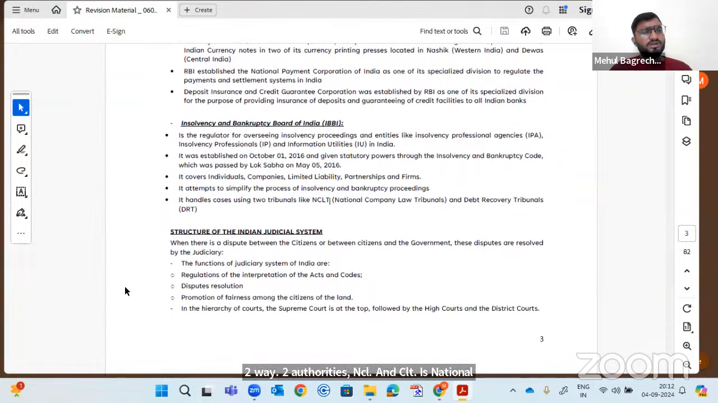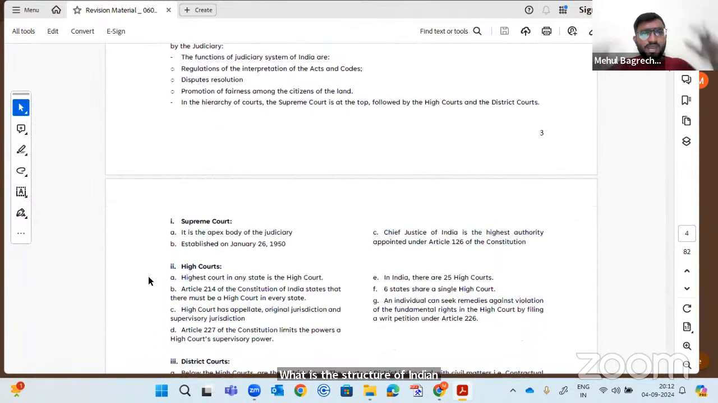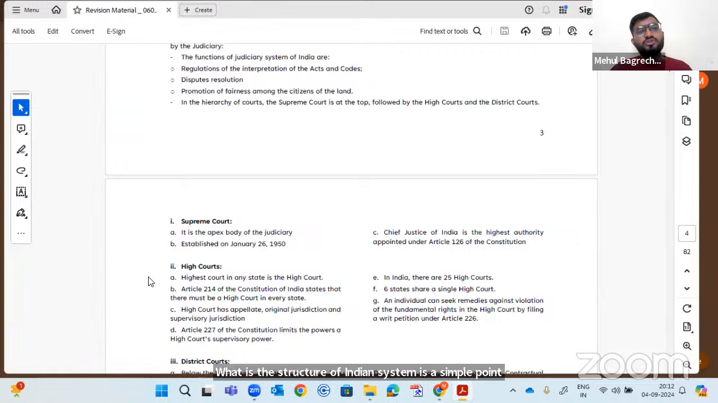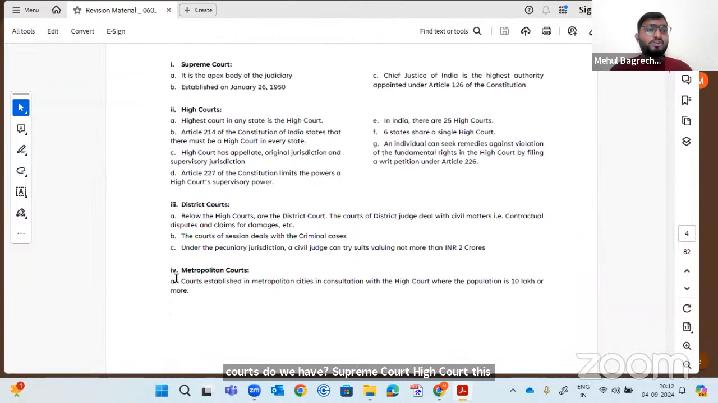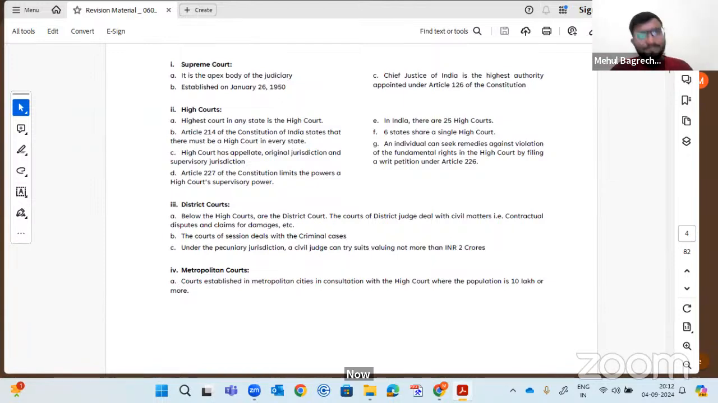Clear, everyone? Understood? What is the structure of the Indian judicial system? It is a simple point which talks about various courts. All right. How many courts do we have? Supreme Court, High Court, District Court, and you have one very important thing called metropolitan courts. Now, these are the only questions which can come from the examination. That's it. This chapter is over, by the way. 5 easy questions from this chapter. You can expect one out of these 5. Clear, everyone?